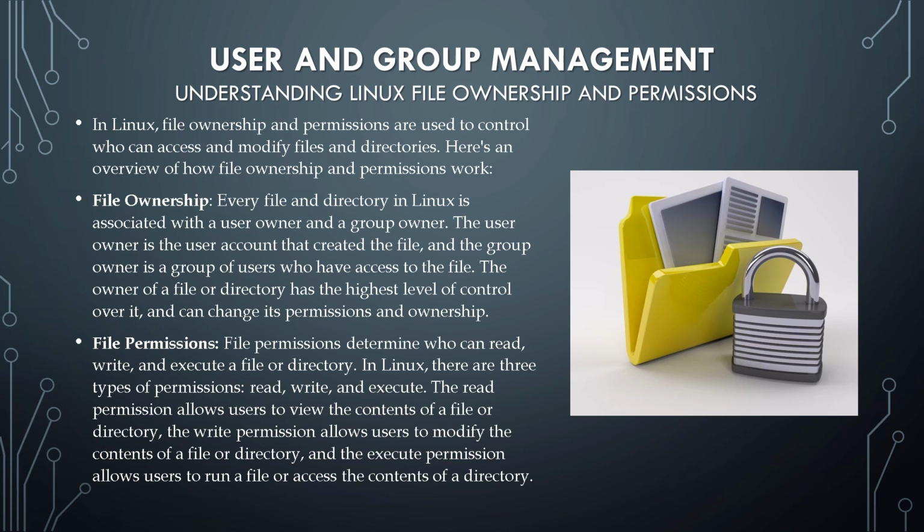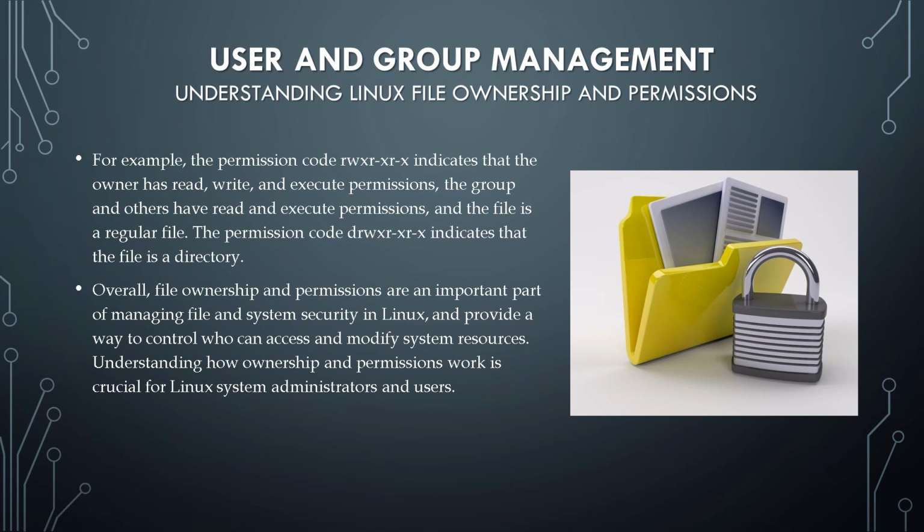The read permission allows users to view the contents of a file or directory. The write permission allows users to modify the contents of a file or directory. And the execute permission allows users to run a file or access the contents of a directory. For example, the permission code -rwxr-xr-x indicates that the owner has read, write, and execute permissions. The group and others have read and execute permissions, and the file is a regular file. The permission code drwxr-xr-x indicates that the file is a directory.